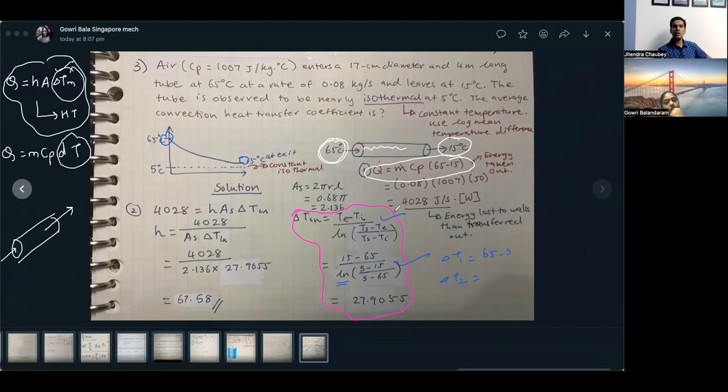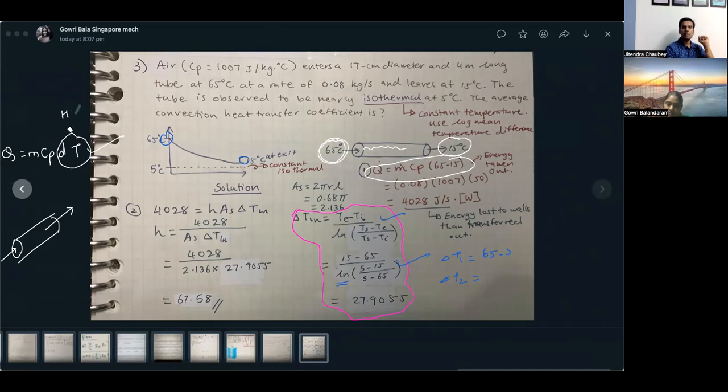For simplification, you should remember: if you have the initial temperature and final temperature of the same body, you can easily use mCp dt anywhere in any question. If you have initial temperature and final temperature of the same body, you can use this formula. If you have a temperature difference between two bodies, then I use the first one.